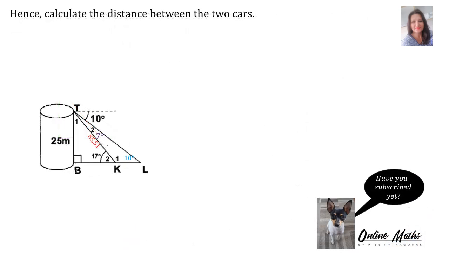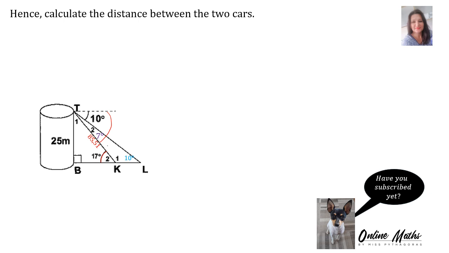Hence, calculate the distance between the two cars. Now you will see on the sketch here, I added TK's length and then angle L, and also this little angle T2 is 7 degrees. Why? Because if you look at K2, that one is 17 degrees, and then this whole angle there will also be 17 degrees, but that little bit there is 10, therefore T2 can only be 7 degrees.